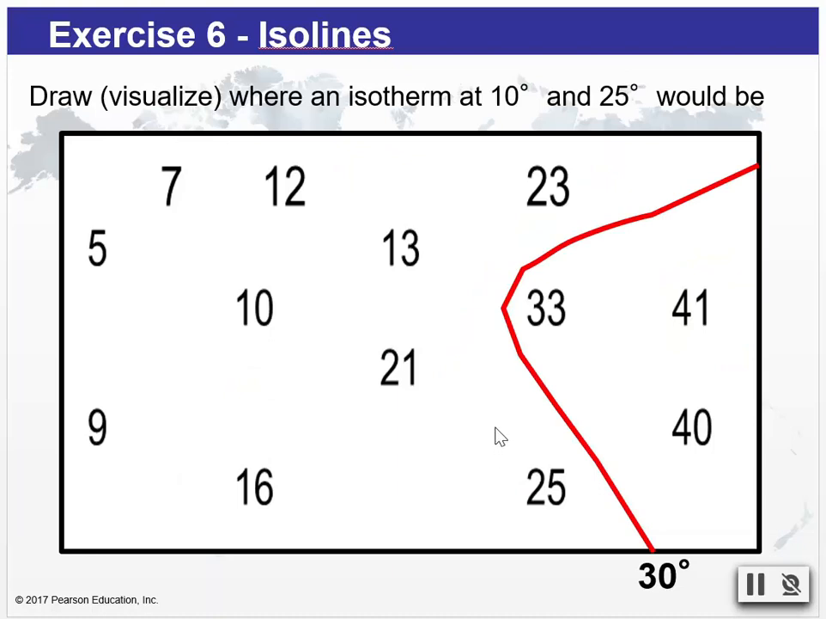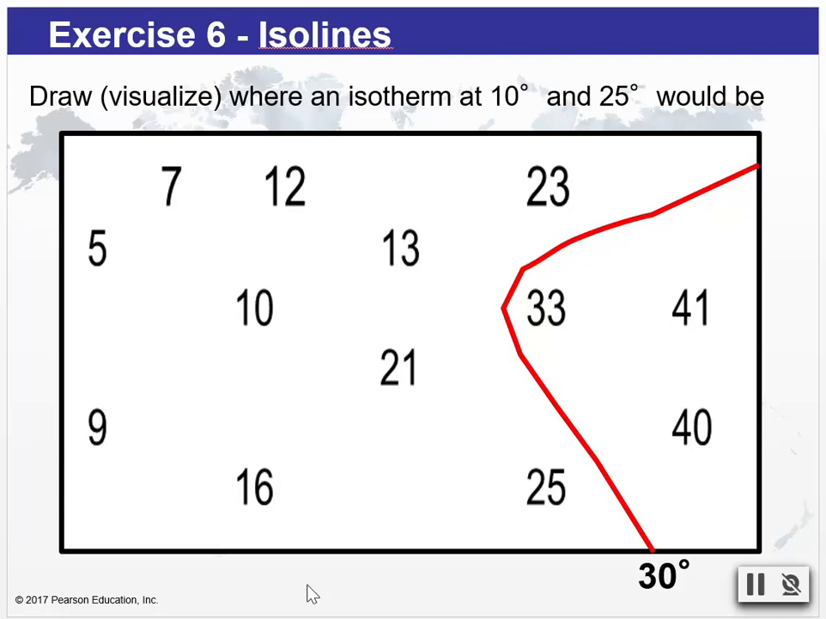These are data points that I've come up with, and I want you to try and figure out where you might draw your line to indicate an isotherm at 10 degrees as well as an isotherm at 25 degrees. I've already gone ahead and shown you where the isotherm at 30 degrees would most likely exist. So take a minute, go ahead and pause the video if you need to, and try and visualize this by yourself. Alright, let's go ahead and take a look at the answer.